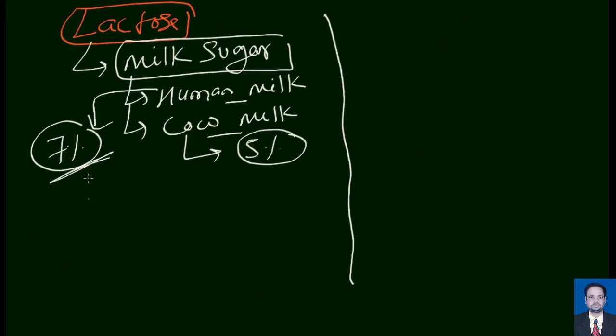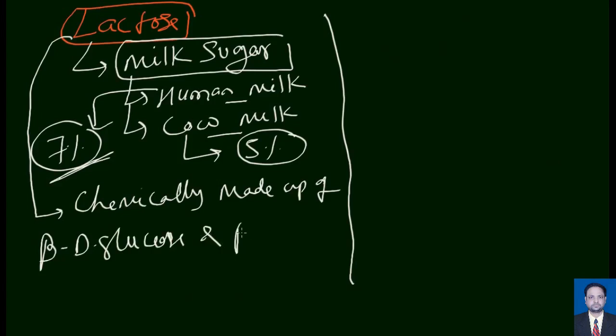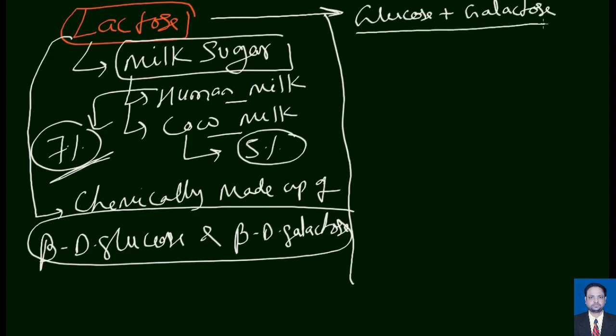And lactose is chemically made up of beta D glucose and beta D galactose. So we can say lactose is the combination of glucose plus galactose. So it is a disaccharide.